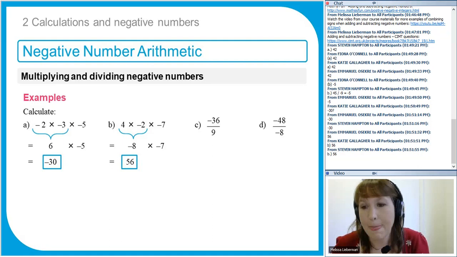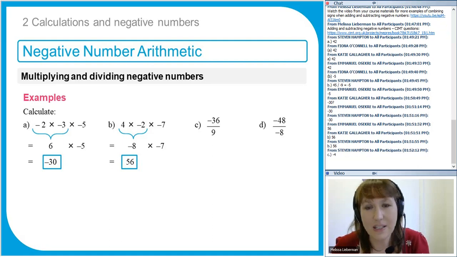Part C, I've got minus 36 divided by 9. So here we've got a negative number divided by a positive number, so the answer is going to be negative. So I can just write down the minus sign. And then 36 divided by 9. Good, Stephen. Anyone else? 36 divided by 9. Try to choose ones that you might not know. Learn your times tables. So 36 divided by 9 is 4. Good, so the answer is negative.